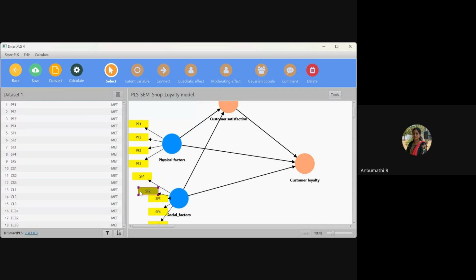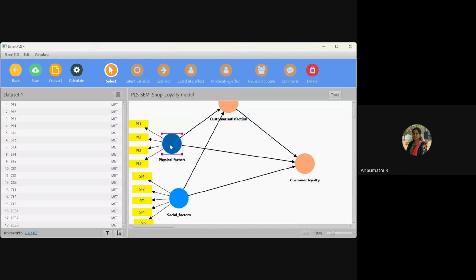Ma'am, the direction of the arrow is important, right? Yes, yes. For the indicators, when we are taking them to the physical factors, the arrow shows towards the left. That means, is it the blue one which is getting influenced by the indicators, or the other way around?